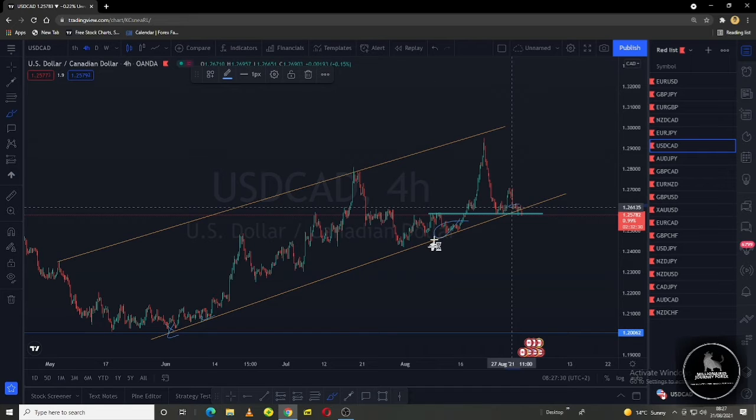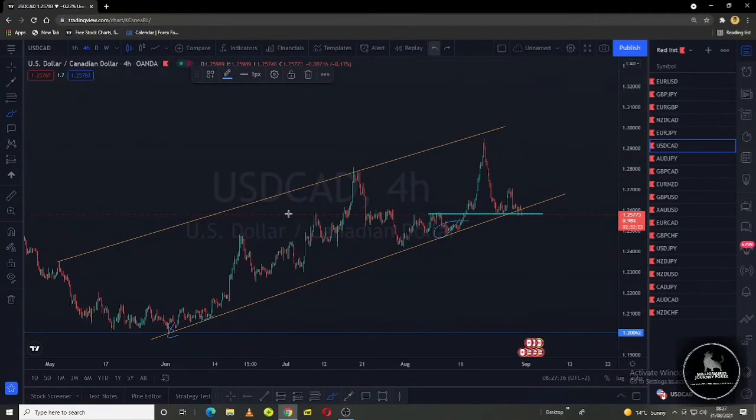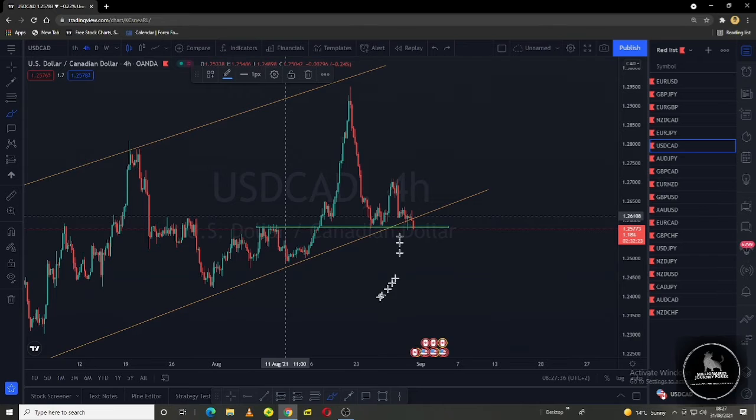You don't just jump in because you are seeing the breakout around this level. No, you must wait until the market confirms that, okay, now I'm pushing down.